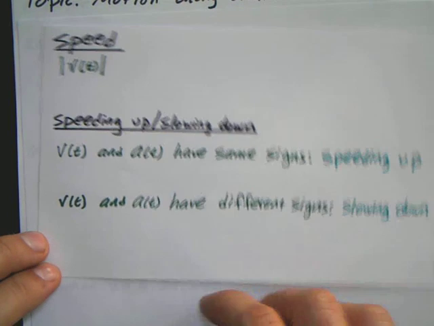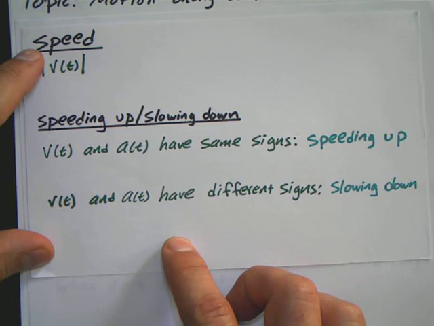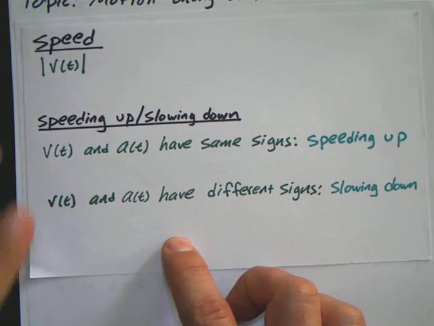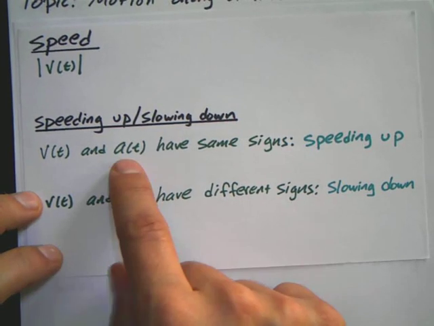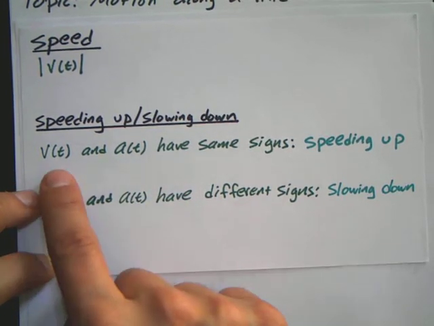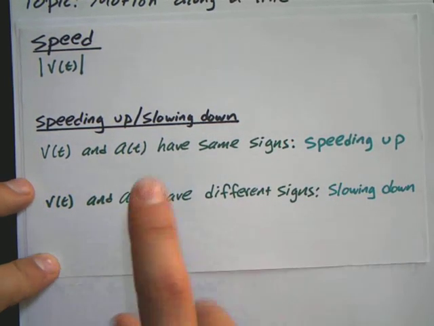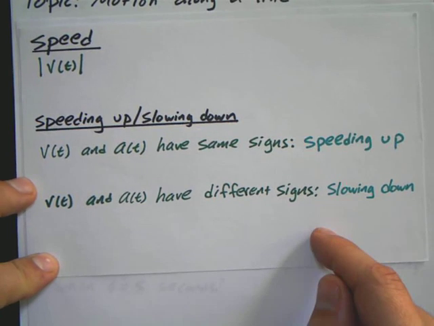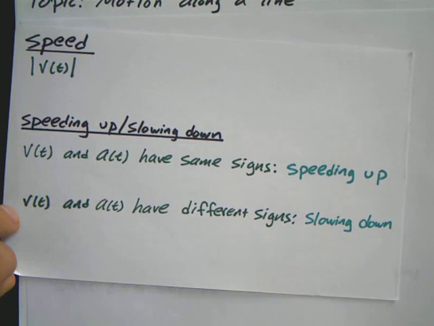Last set of definitions deal with speed. Speed is just the absolute value of velocity. That's why on your car it's called a speedometer, because it's measuring the speed. It doesn't matter if you're going in drive or reverse, it's just telling you your speed basically. Speeding up and slowing down, I'll have to explain this further in class definitely, but if your velocity and acceleration have the same signs, you're going to be speeding up. If velocity and acceleration have different signs, you're going to be slowing down. And then in class I'll do a little demonstration of what this looks like.